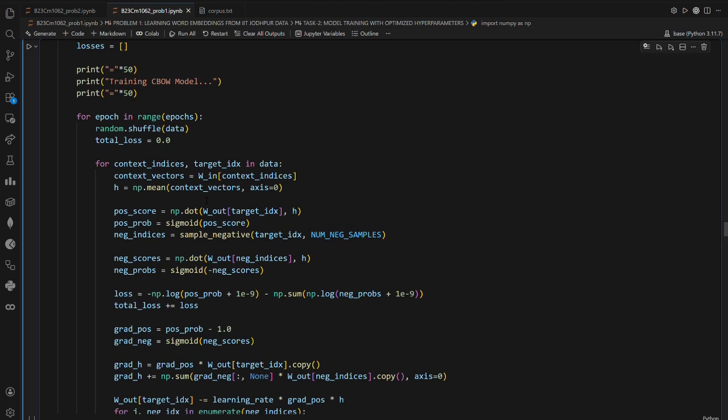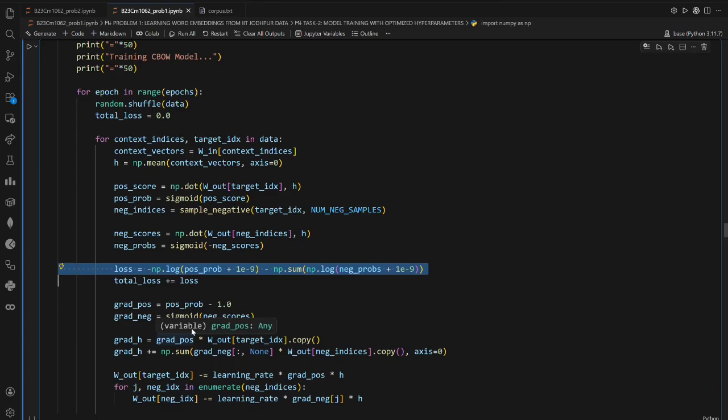And this is the major training loop for the CBOW model. Here we first initialize the context vectors, and then we take embeddings of context vectors and compute their average. This represents the entire context. After this, we compute similarity between the context vector and the correct target word. We sample incorrect words to train the model what not to predict. And here this is the loss function. As you can see, we maximize the probability of the correct word and minimize the probability of incorrect words.